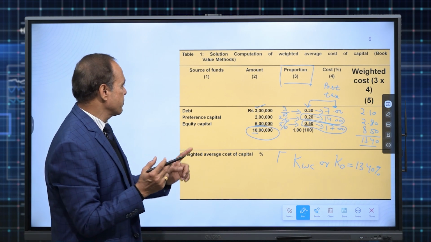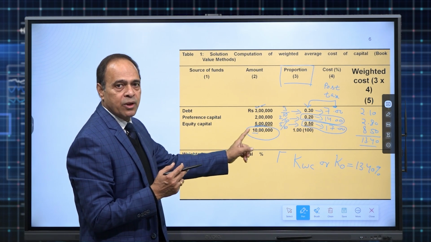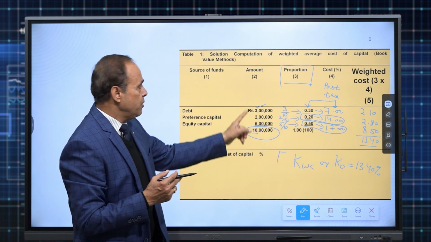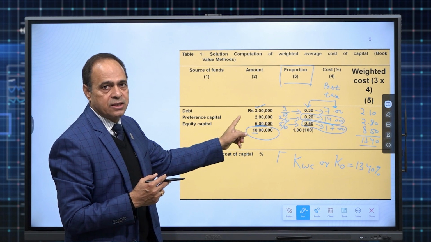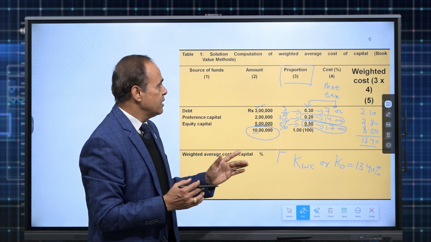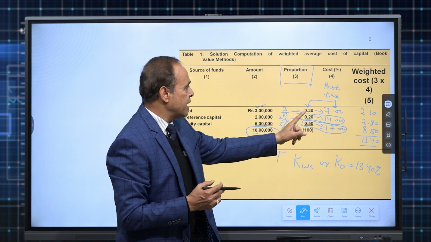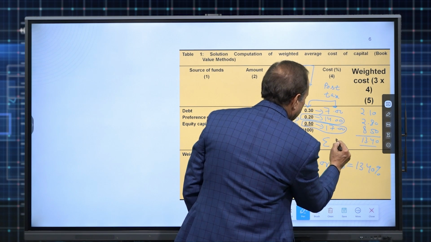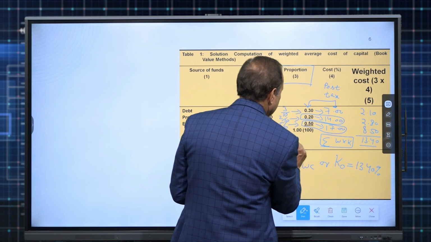You have to remember the concept. First will be the source of funds. Second will be the amount. If we are using book value, plug in the amount of book value. If we are using market value weights, plug in the market value. And similarly, if we are using marginal weights, plug in the marginal value. Then calculate the proportion as I explained. Then plug in the after tax cost, and then the last column will be proportion multiplied with specific cost. And the sum of that, so this is summation WK. W is weightage and K is cost, or you can say summation KW also.